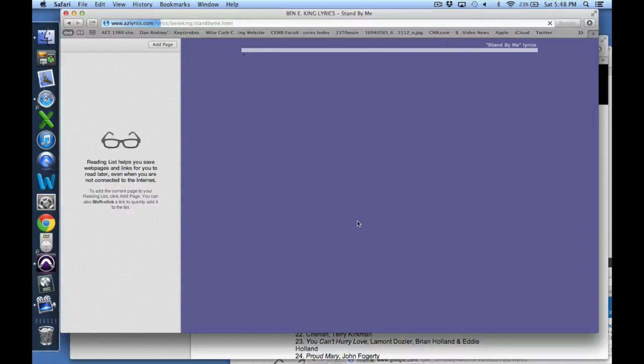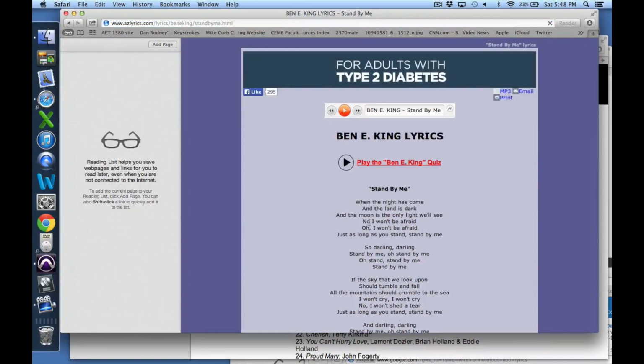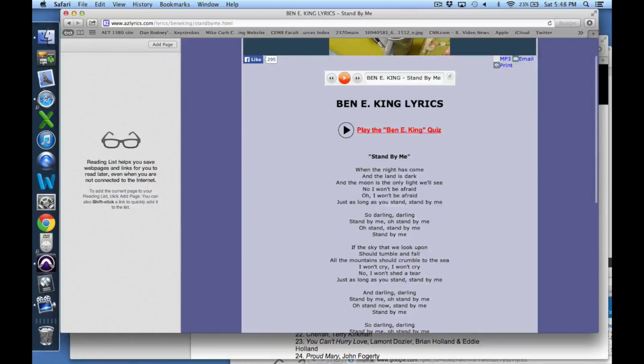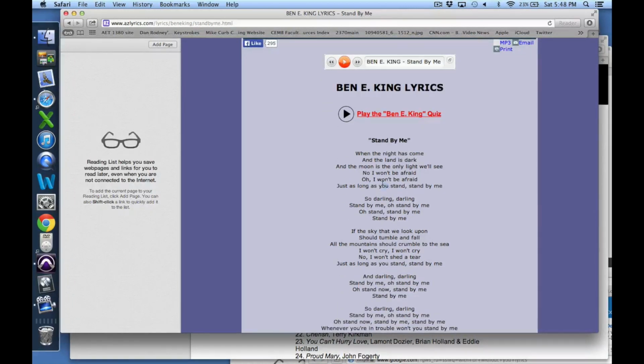Okay, let's see how many times they repeat "Stand By Me" and also who they're talking to. Once again, they're talking to the listener, the "you." They repeat the hook at the end of the A section, or the verse, whatever you want to call it, 2 times: stand by me.